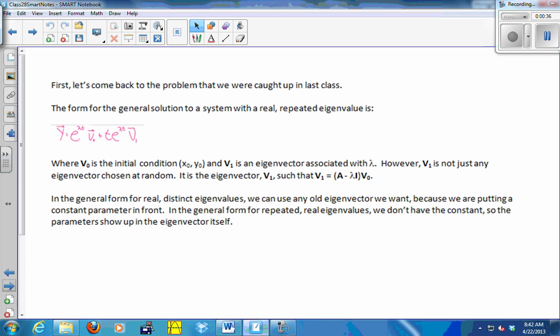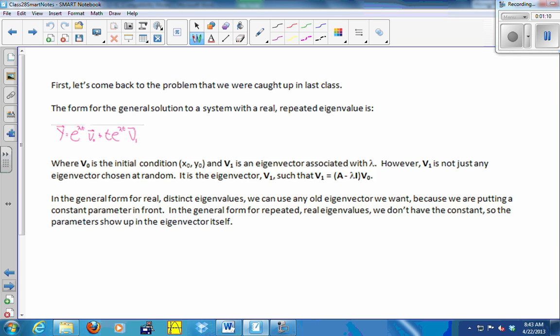Okay, so first we're going to come back to the problem that we were talking about last class. We got all caught up in it because it was a little bit tedious with the calculations, and we couldn't remember exactly how to deal with the repeated eigenvalue. So the form of a general solution for a system with real repeated eigenvalues is e to the lambda t v naught plus t e to the lambda t v1, where v naught is the initial condition, x naught, y naught, and v1 is an eigenvector associated with lambda.